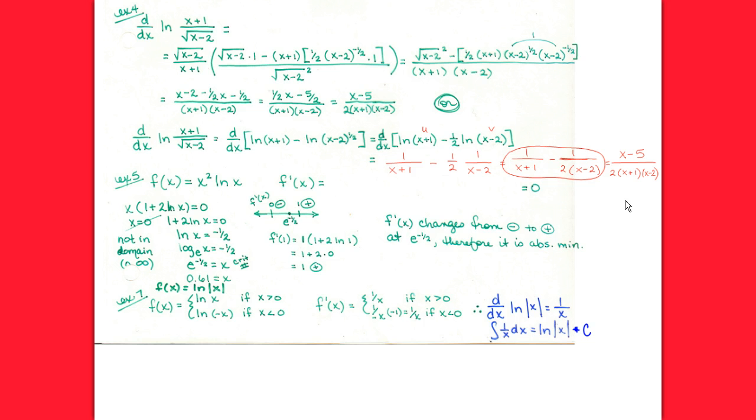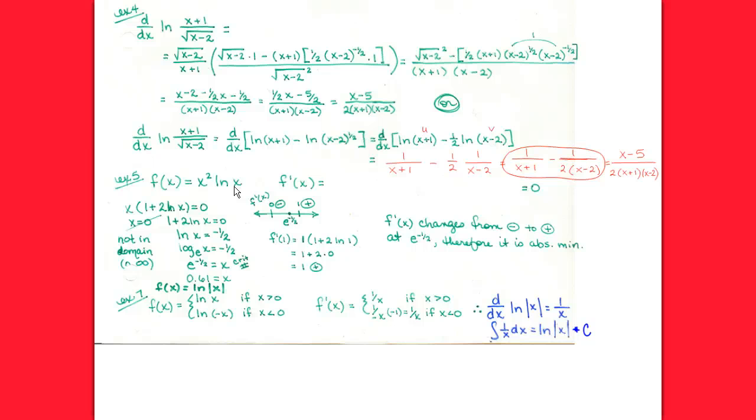All right, let's look at example 5. Example number 5 says, find the absolute minimum value of f of x is equal to x squared ln x. So I've got f of x is equal to x squared ln x. I'm looking for the absolute minimum. Been a little while since we saw that idea, right?